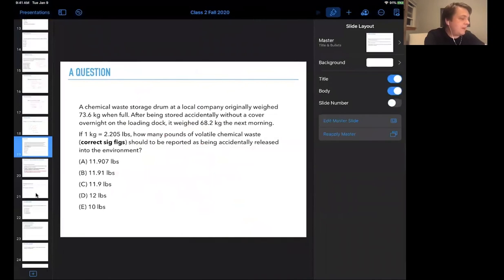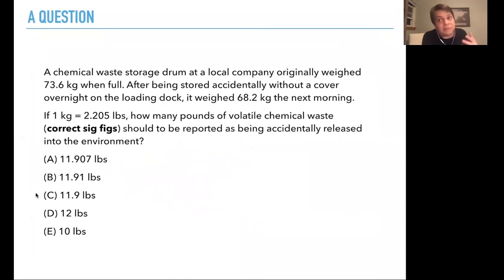Next problem, let's get a little more applied. This is an engineering class after all, so something you're always going to be dealing with is some sort of waste disposal. So a chemical waste storage drum at a local company originally weighed 73.6 kilograms when full. After being stored accidentally without a cover overnight on the loading dock, this will happen, somebody does it, it weighed 68.2 kilograms the next morning. If 1 kilogram is 2.205 pounds, how many pounds of volatile chemical waste in the correct significant figures should be reported as being accidentally released into the environment?